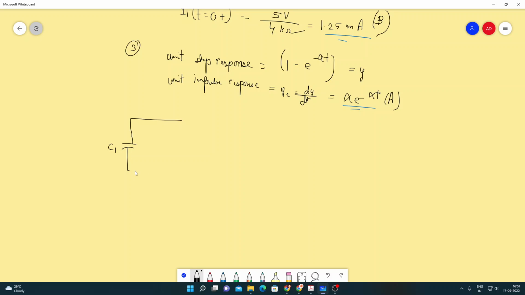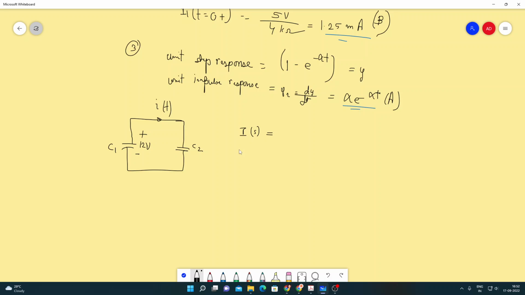This is C1, this is C2, this is the voltage or the charge, it's 12 into C1. So when the switch is closed, there will be a current flow. Let's say it is IT. Taking Laplace transform, I can say IS equals how much? How much will be IS?